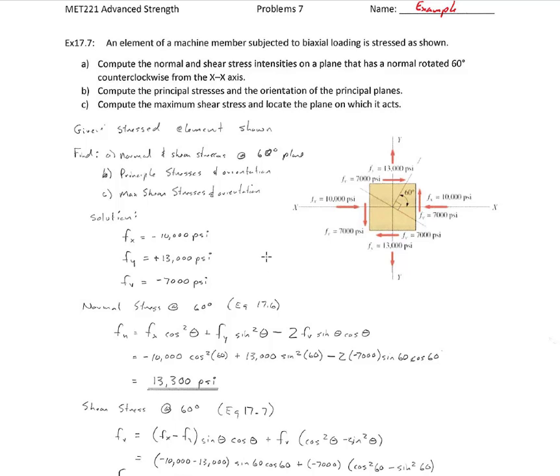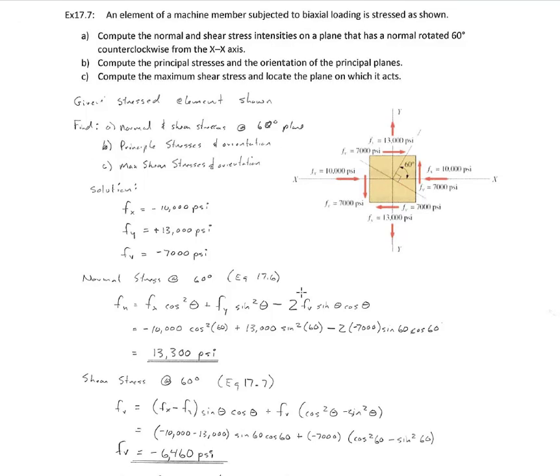So the solution, first of all, we know our sigma in the x direction is 10,000 psi compression. The stress in the y direction is tension, 13,000 psi in tension, and the shear stresses are negative 7,000 psi. We'll get to why I mean negative in a second.